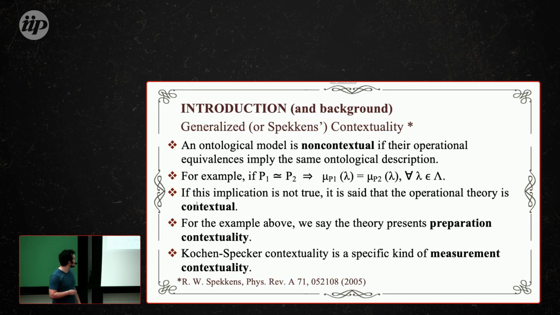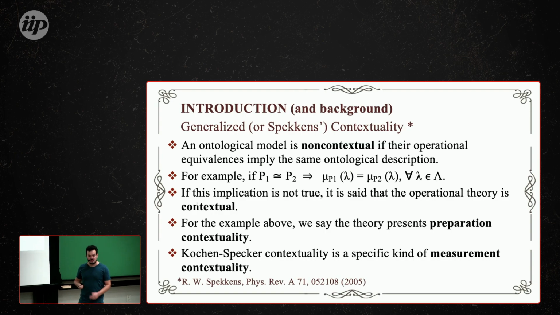In this case, we call it preparation contextuality because the impossibility is shown for preparations, but we can have measurement contextuality and transformation contextuality and so on. And Kochen-Specker is a specific kind of measurement contextuality. So again, for me, this is not that direct, but you can ask later how we can make this connection. But this is to show that generalized contextuality is really a bigger scheme for seeing contextuality.